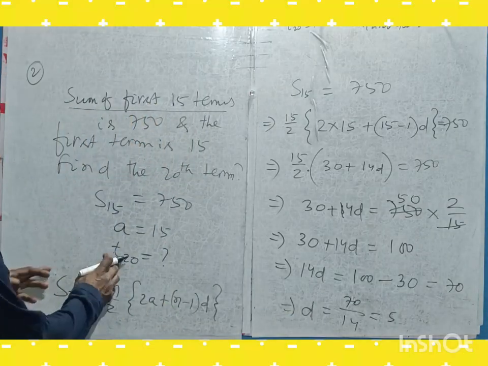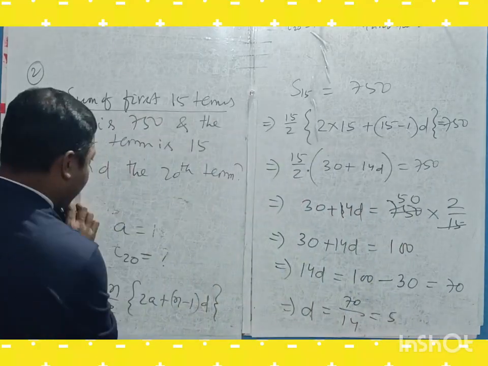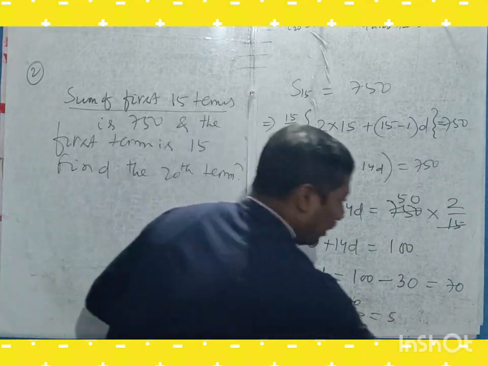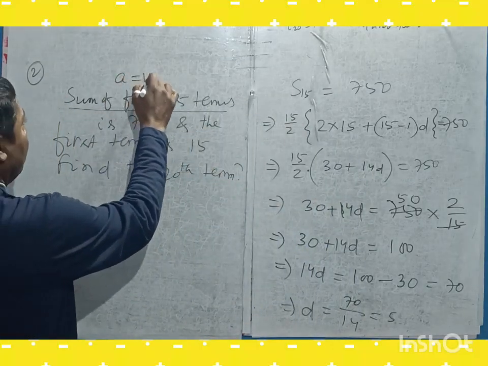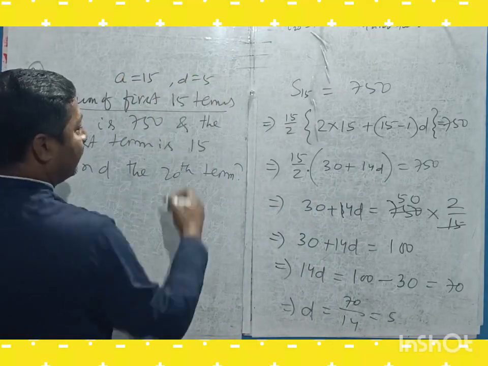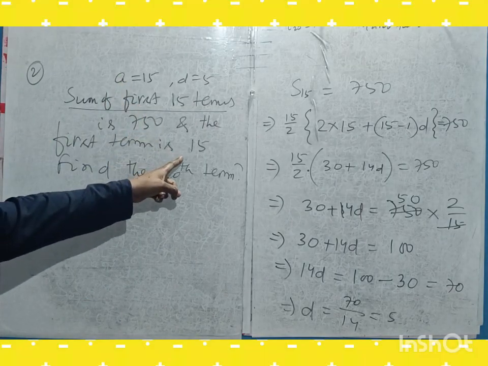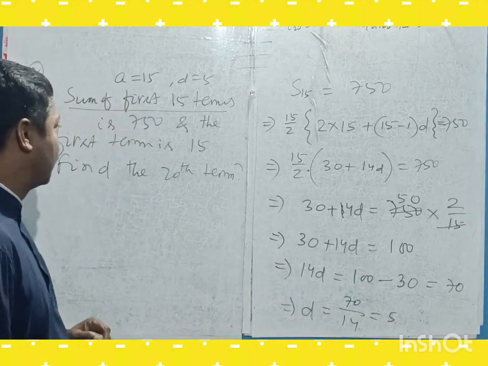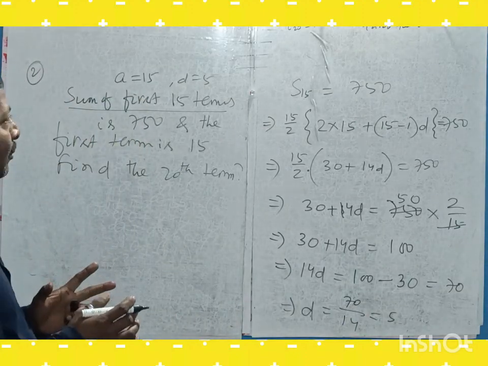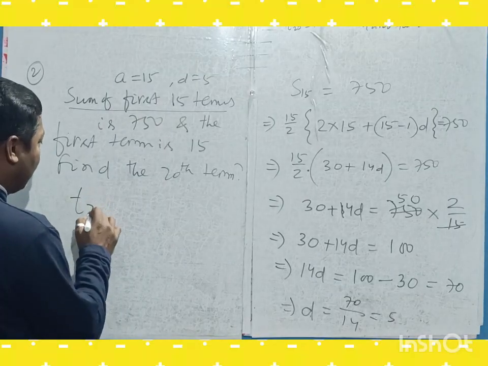Now let's calculate T20. Okay. Now I can get any value because I have got the value a as 15 and d as 5. a is given in the question as 15 and I have got the d value 5. So I can calculate anything now by having a and d value. So I have to calculate T20.